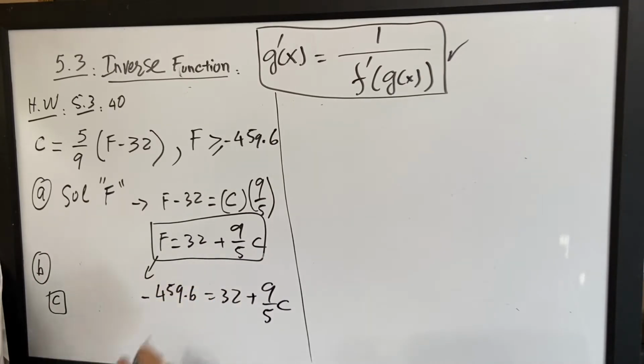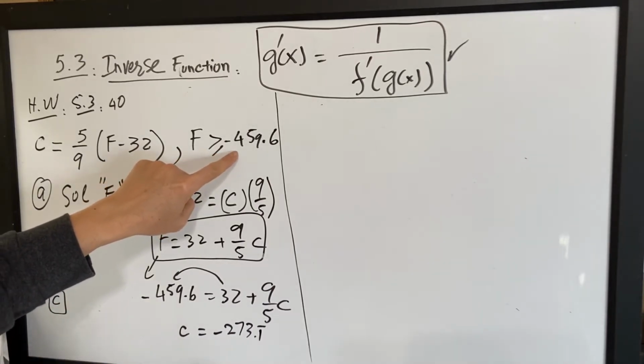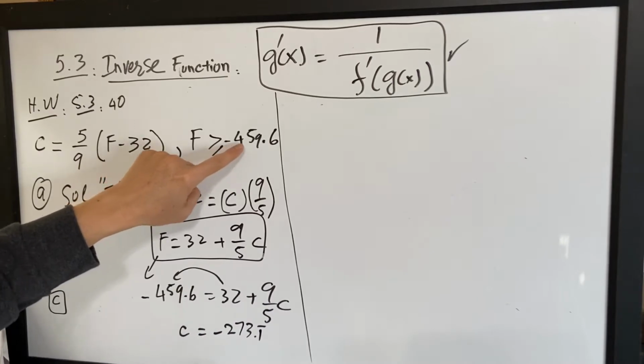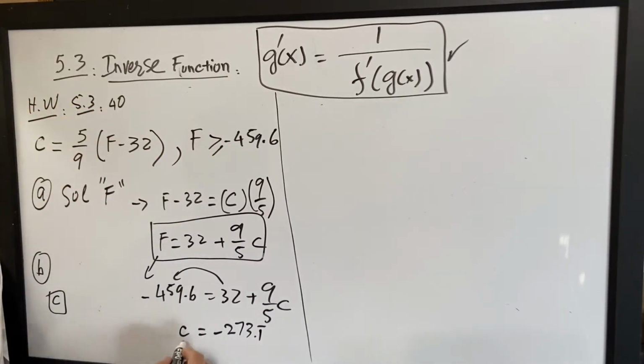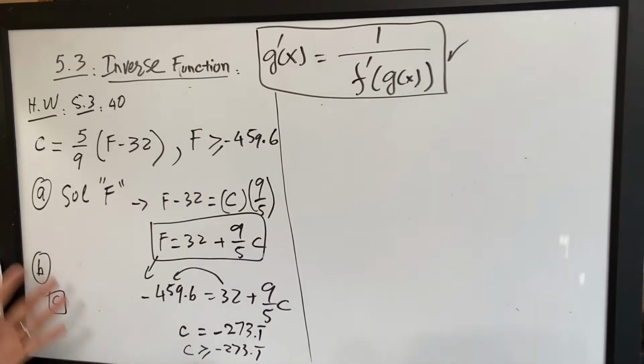Solving this for c, bring 32 over. Overall, you will have c equals, and I will just give you the value right away, negative 273.15, and repeating of that. So now they ask for the domain, which means f cannot get lower than this, which is f must be bigger than or equal to this, so you can have a real temperature. Meaning the same thing, C must be bigger than or equal to negative 273.15. Okay, there we go. And that is A, B, and C.